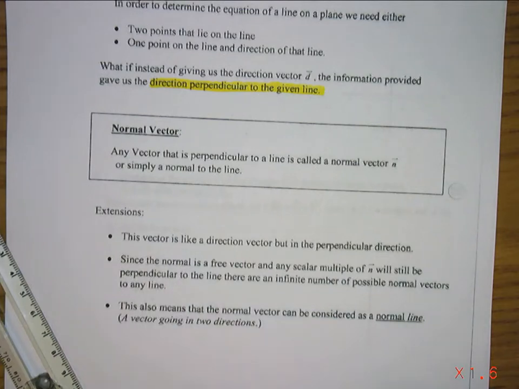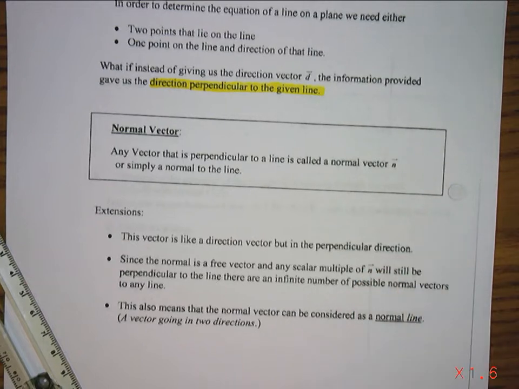Extensions. This vector is like a direction vector, but it's going to be perpendicular in direction to the line. Since the normal is a free vector, any scalar multiple of n will still be perpendicular to the line. Therefore, there's an infinite number of them, and I think we talked about that just now. And this also means that the normal vector can be considered a normal line.